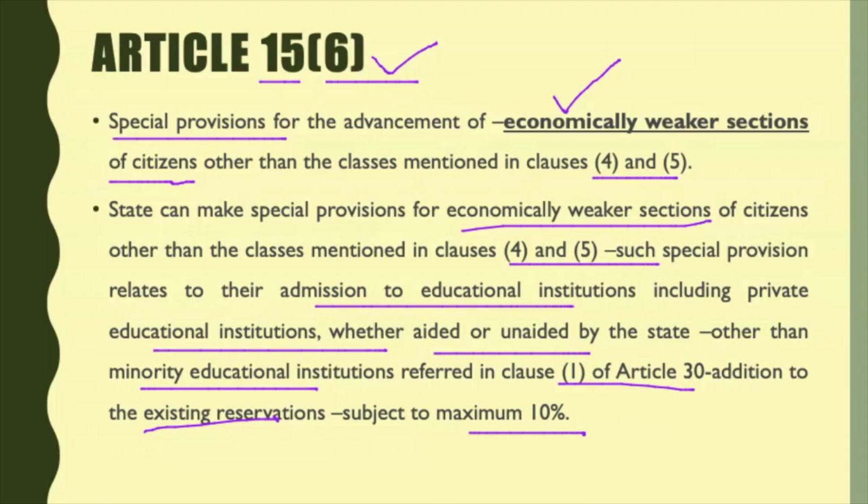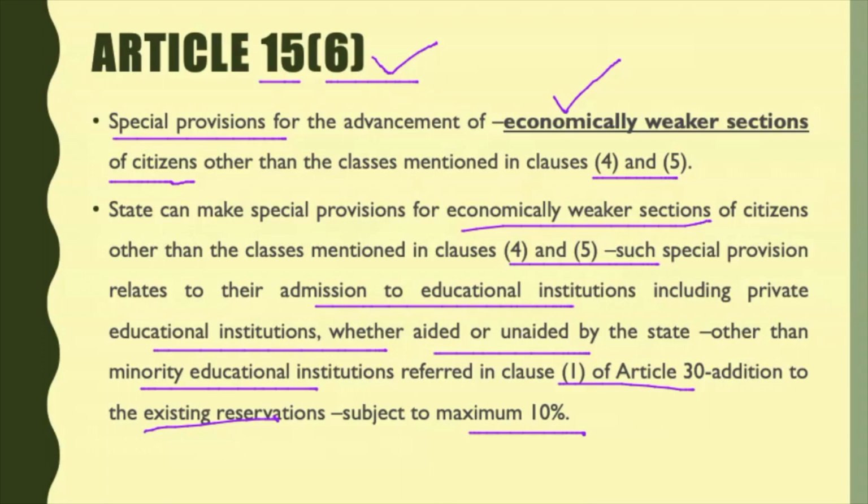Apart from that, clause 6 also fulfills the mandate of article 46 of the directive principles of state policy. Now, if you read article 46, it talks about promotion of educational and economic interests of scheduled castes, scheduled tribes and other weaker sections. So this particular clause 6 also fulfills our directive principle mandate, that is, providing education to the other weaker sections as well.